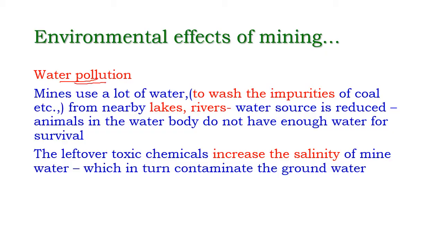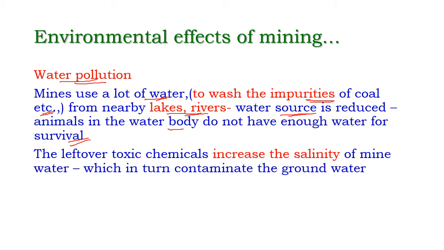Water pollution. Mines use a large amount of water in order to wash the impurities from coal and other minerals, drawing it from nearby water bodies like lakes and rivers. So this leads to a reduction in the water source. So the amount of water available to the animals or organisms living in the water body is not enough for their survival. This is a main problem for water bodies.